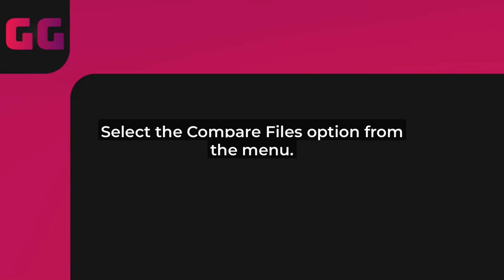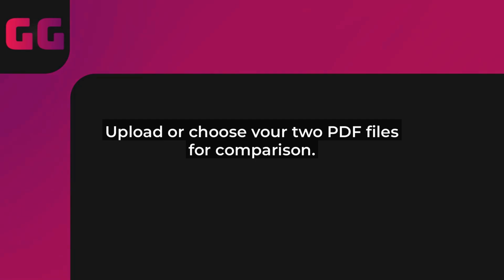settings. Step 3. Now, you'll see a dialog box pop up. Here, you can upload or select the two PDF files you want to compare. Just drag and drop them into the designated areas or browse your files. Adobe supports various file sources, including cloud storage like OneDrive or Google Drive.